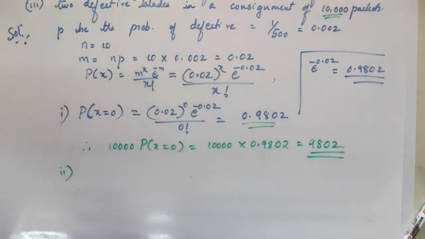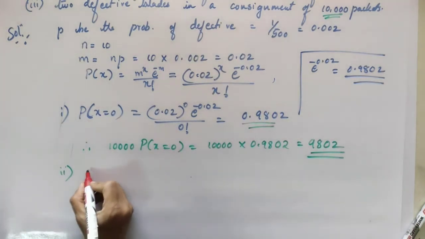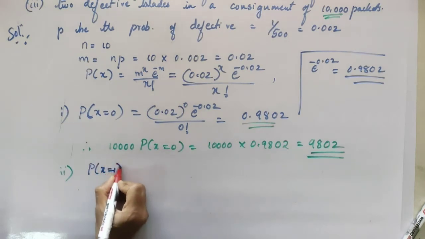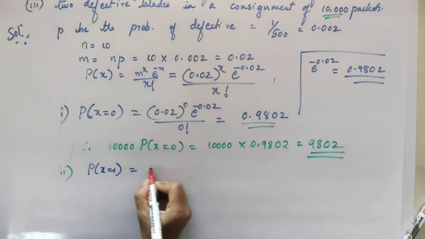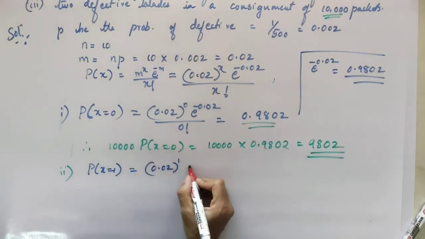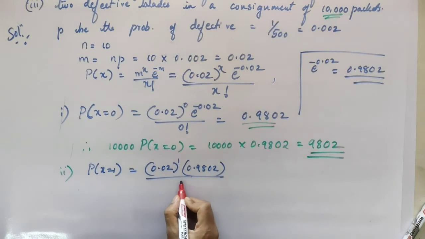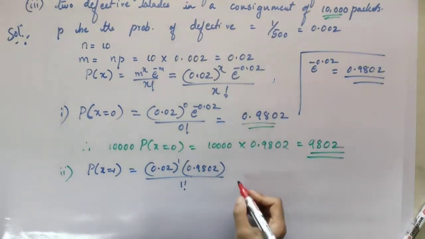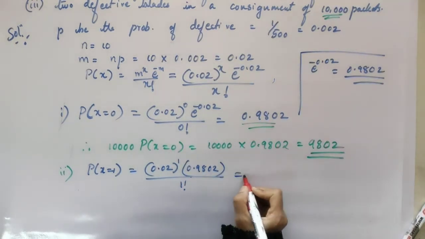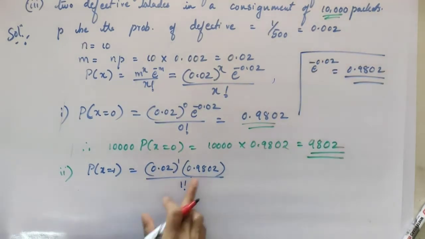Now P of x is equal to 1, because one defective blade refers to that. So it will be 0.02 raised to 1, e to the power minus 0.02 is 0.9802, divided by 1 factorial. This you have to evaluate. You get a certain number; P of x is equal to 1 is this.